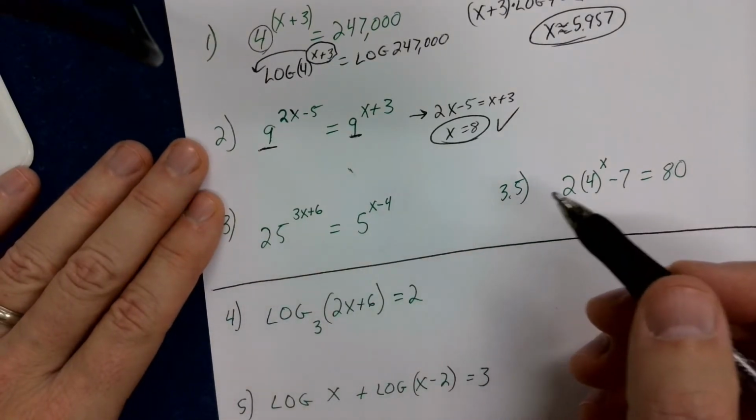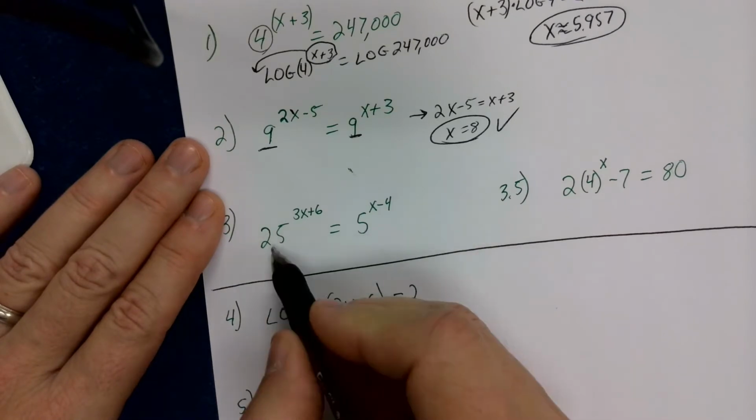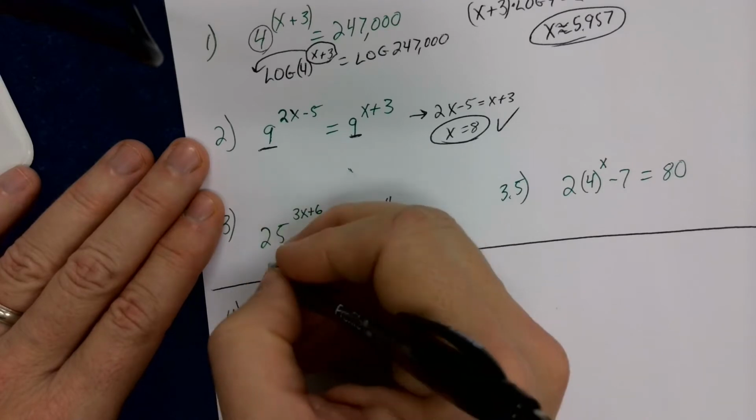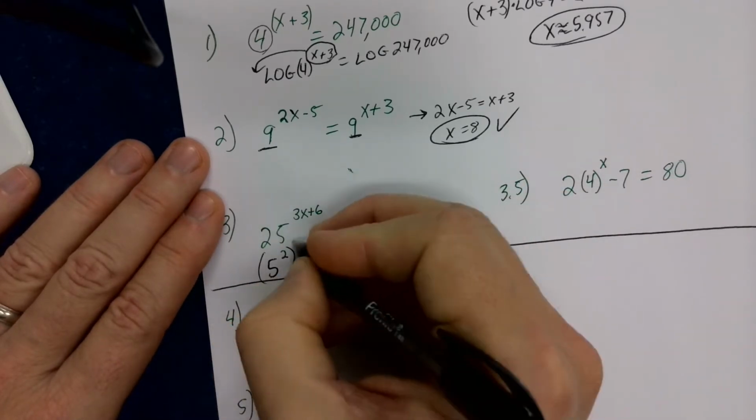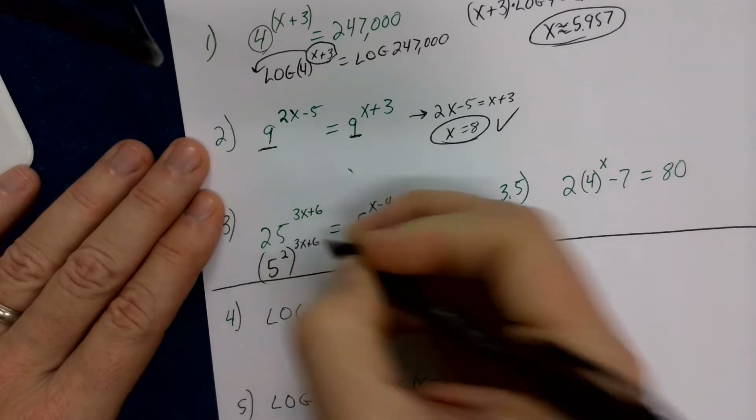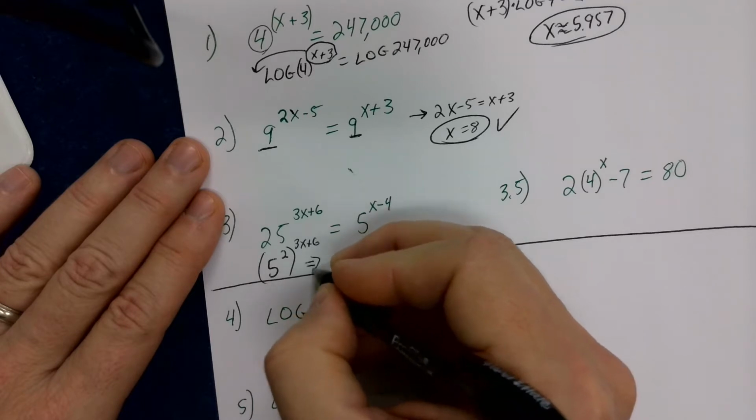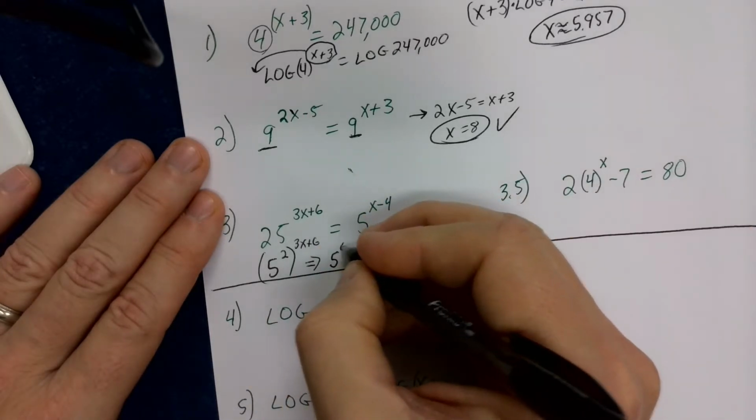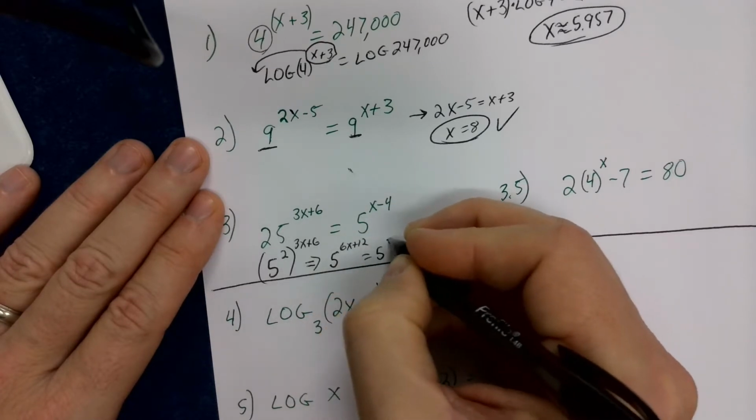But what I'm going to say is this. Look, that's a 25. That's a 5. That's a square of that number. So I can rewrite this, 25, as 5 to the second power, to the 3x plus 6, which is really the same thing as 5, and power to a power means multiplication, to the 6x plus 12. And that's to the x minus 4.